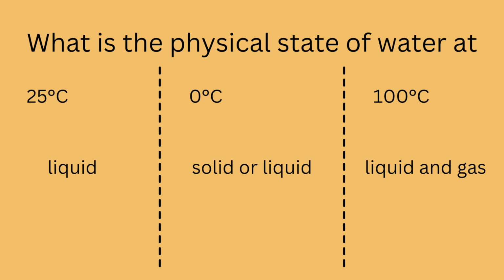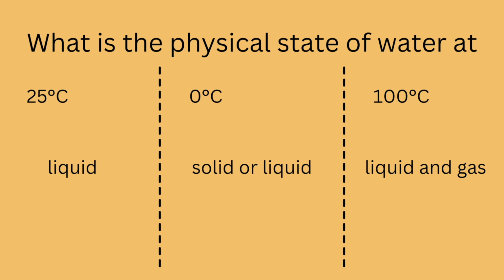So in this frame between 0 degrees Celsius and 100 degrees Celsius, water will obviously be a liquid. That's quite clear. So at 25 degrees Celsius, water will be a liquid. At 0 degrees Celsius, it will be a solid or liquid. It depends. So 0 degrees Celsius is the melting point of ice. So at 0 degrees Celsius, it starts melting into ice.